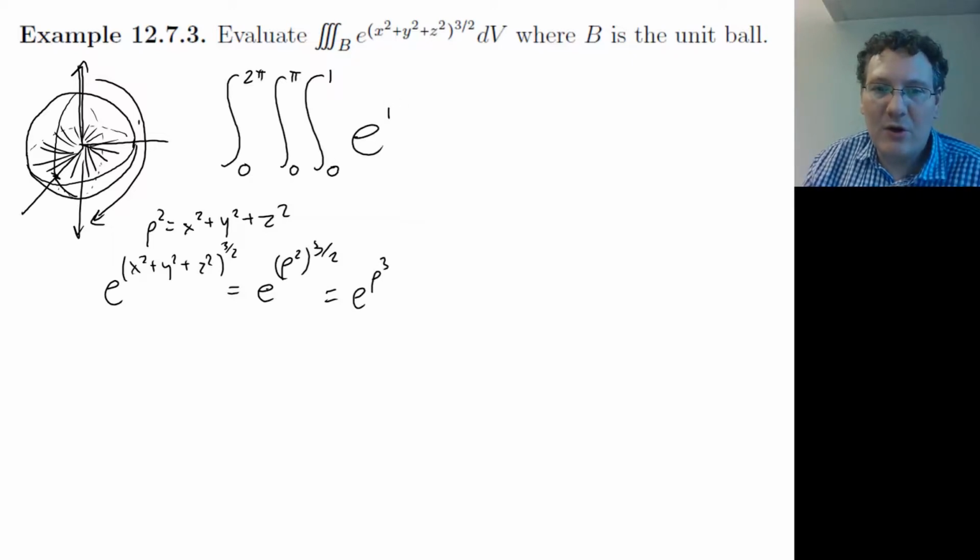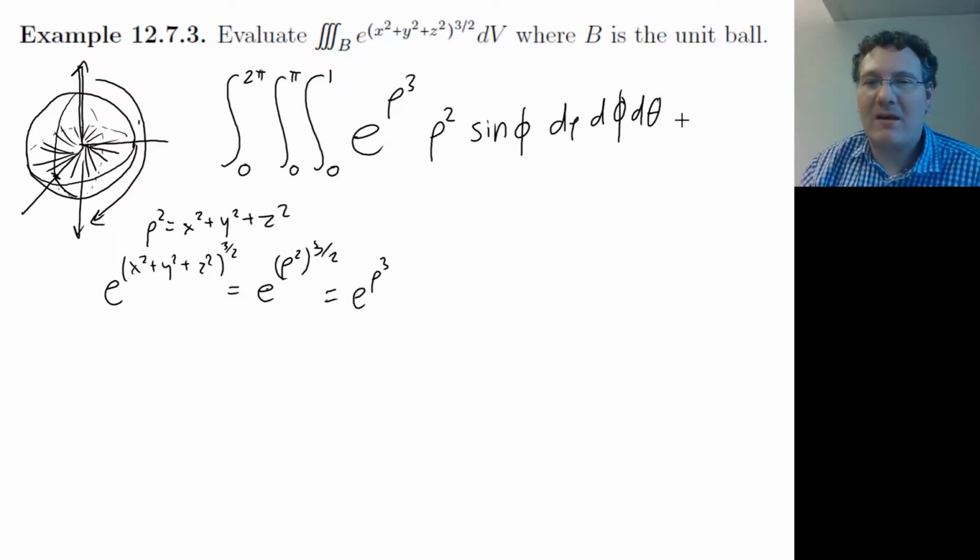So we have e to the rho cubed, and then what do we have? We have rho squared, we have sine phi, and then we have d rho, d phi, d theta. Now here we're actually able to do this integral because we happen to have this rho squared there.